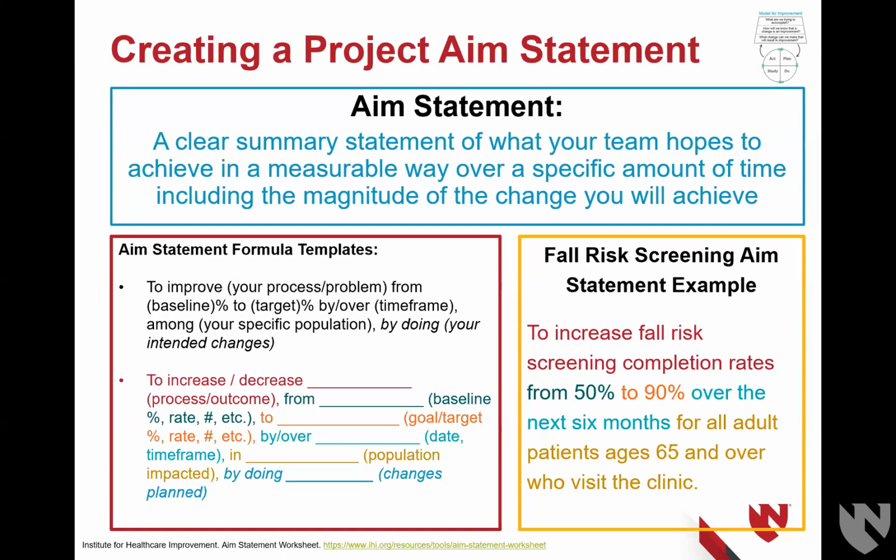Another example is to increase or decrease some process or outcome from some baseline percent, rate, number, etc., to your goal or target percent, rate, percentage, etc., by or over the date or specific time frame in, again, the population impacted by doing whatever changes you have planned.